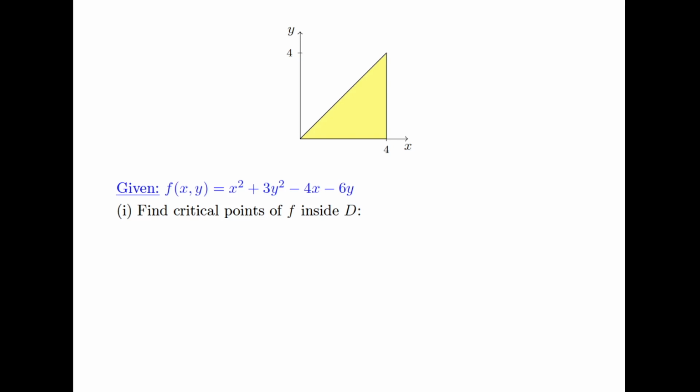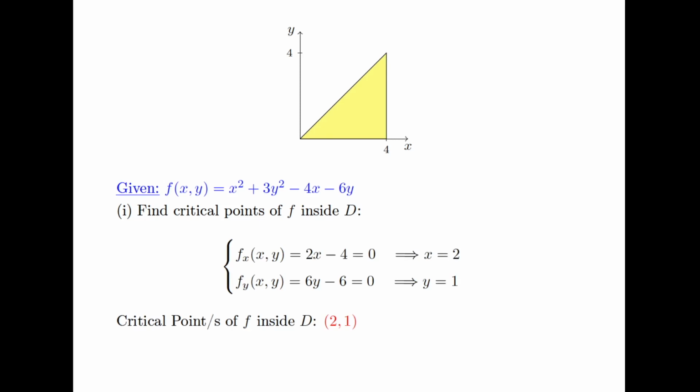The first step is to find the critical points of f inside D. To do that, we solve for the partial derivatives of f with respect to x and with respect to y and equate both of them to 0. For the given function f, the partial derivative with respect to x is 2x − 4, and if that is equal to 0, then x is equal to 2. On the other hand, the partial derivative of f with respect to y is 6y − 6, and if that is equal to 0, then y should be equal to 1. This gives us the critical point (2,1), and it is easy to check that the point (2,1) is inside the region D. Hence, we have the critical point (2,1), which is the only critical point inside the region D.